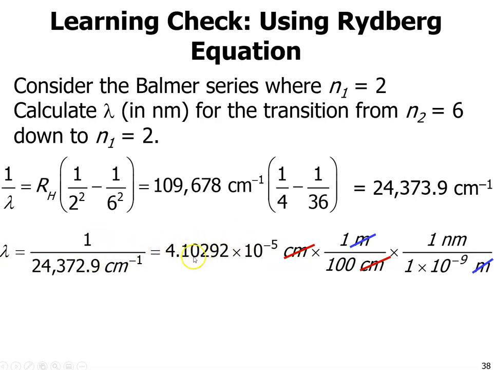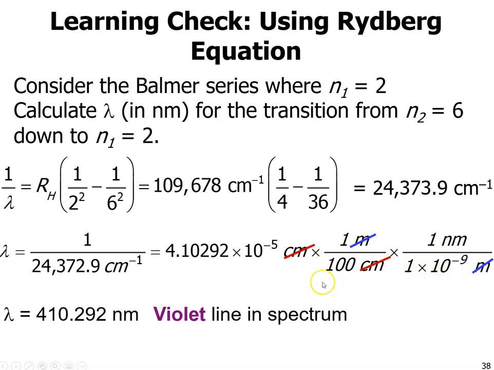So we get about 4.1 times 10 to the negative 5th, and then I can convert that from centimeters to meters and then meters to nanometers. It's just easier to sometimes convert from meters if you're getting smaller. So overall, once we've done this math, then we should get the wavelength of about 410 nanometers, and that is one of the lines in the violet area of the spectrum.